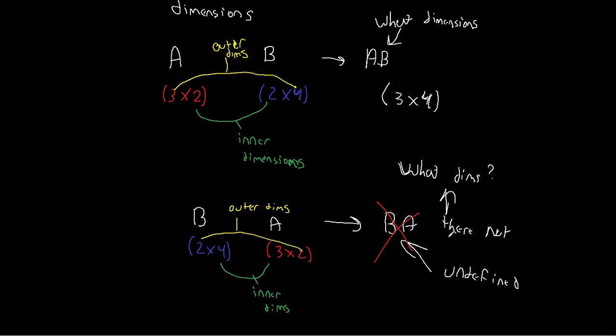I know this was a long-winded video and we haven't actually done multiplication yet, but I want to make sure you understand this concept of inner dimensions, outer dimensions, what they mean for multiplication, and why you can do AB in this case, but you can't do BA. Please rewatch this video if you have to until you understand that the inner dimensions have to match, and what that means for the dimensions of the result.